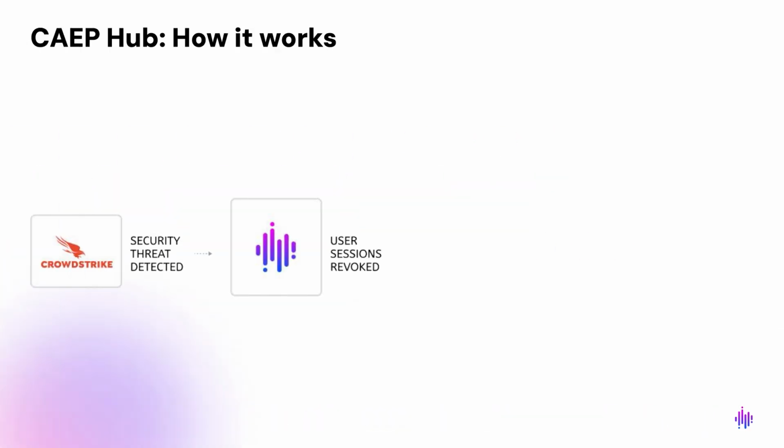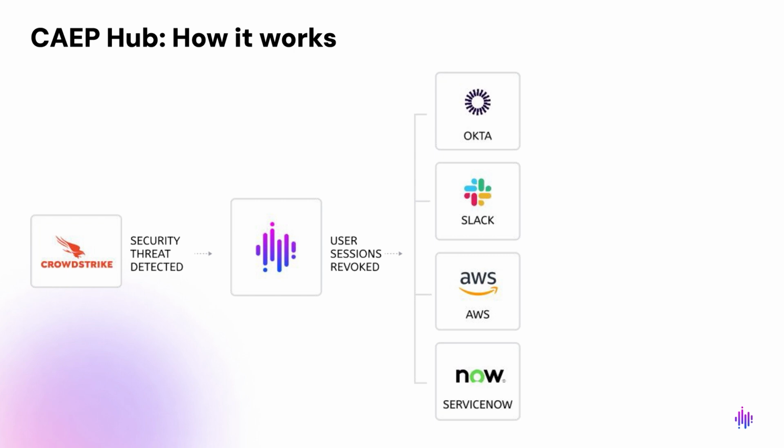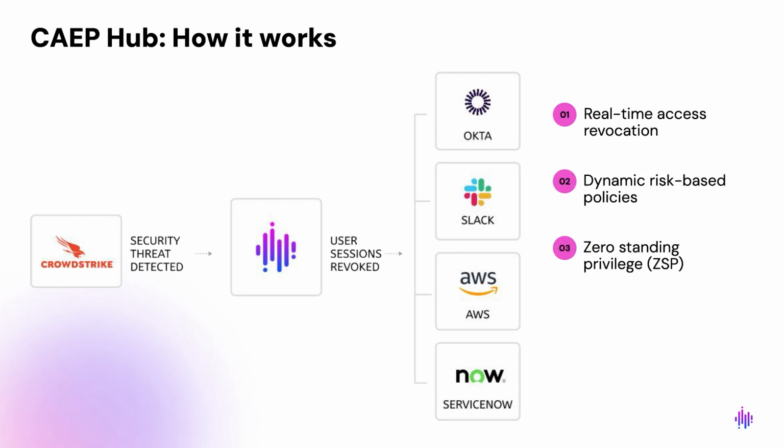Continuous Access Evaluation, or CAEP, offers a standardized way for systems to continuously share user and access updates for improved security. With Signal's CAEP Hub, Signal ingests live incident data from CrowdStrike, evaluates the data against customers' authorization policies, then enables actions on the incident data, such as immediately revoking access to sensitive systems like AWS, Okta, ServiceNow, and Slack.